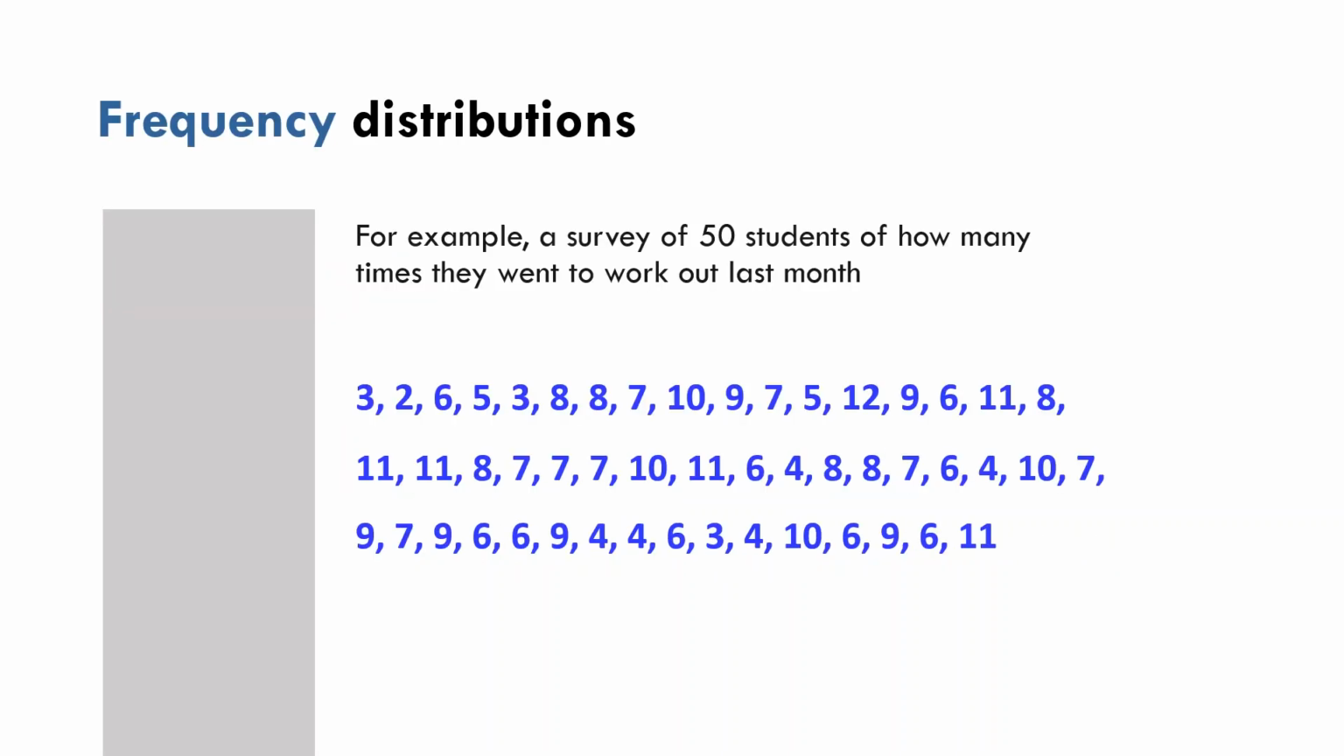Okay, so let's look at this data. For example, a survey of 50 students of how many times they worked out last month. When you look at this, it's all over the place, right? So you don't know how many 3s, how many 8s. It's just all over the place. So this is called a frequency distribution. How do we make the data better so people can understand it right away when they look at it?